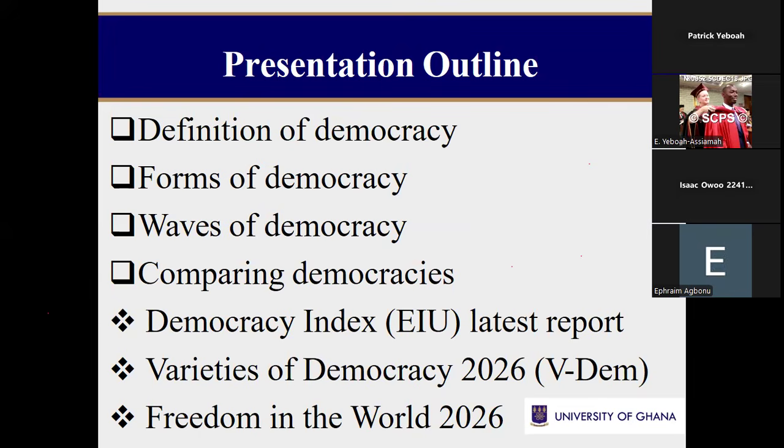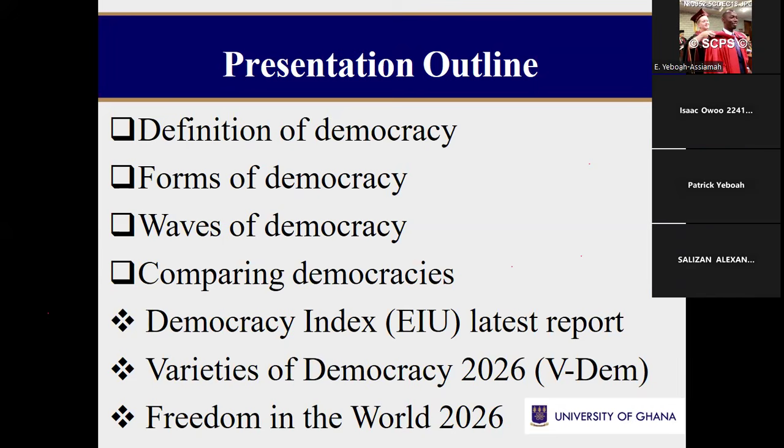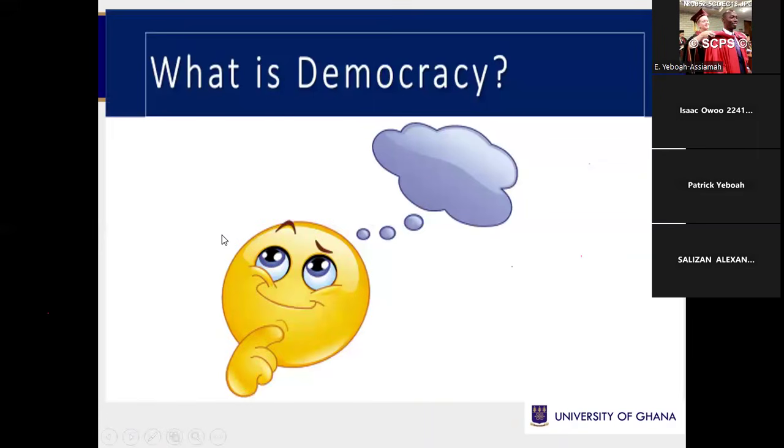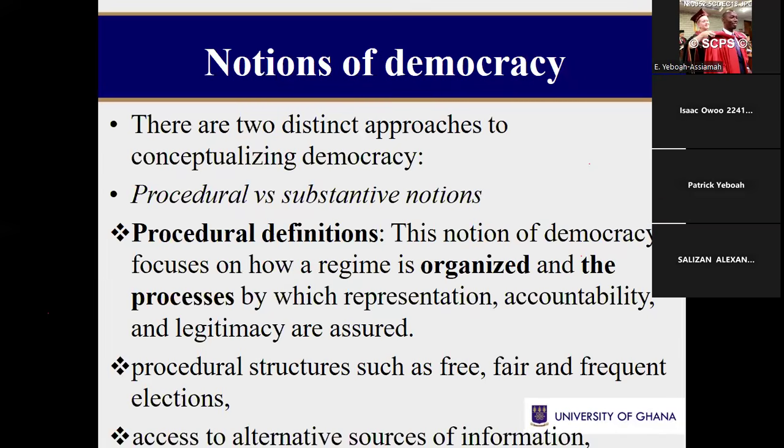So, my dear friends, these versions that we talked about, whether majority rule or the people voted the government, are procedural in nature. These talk about the procedural aspects. So the question of what is democracy raises two notions of democracy. One, we have the procedural and then the substantive notions. These are the two distinct approaches to defining democracy.